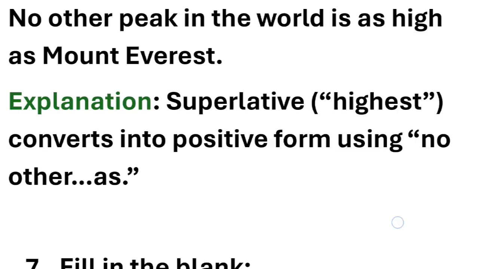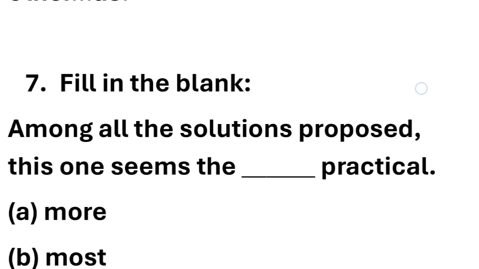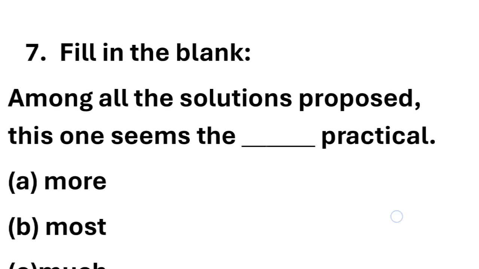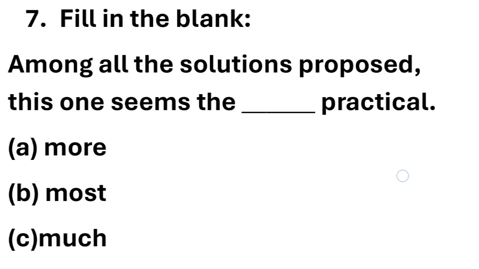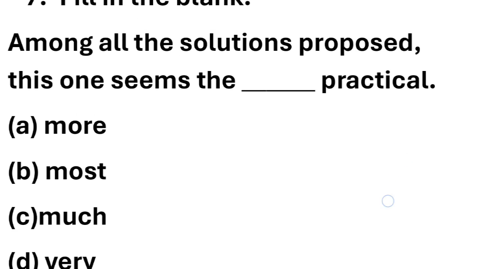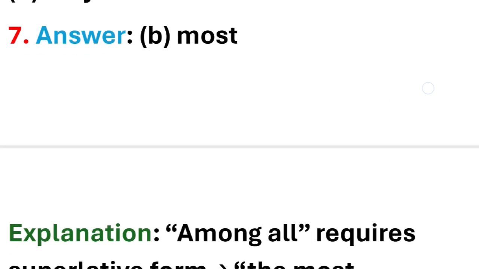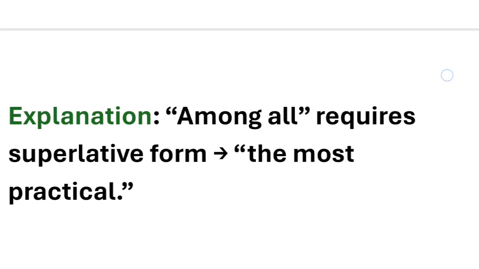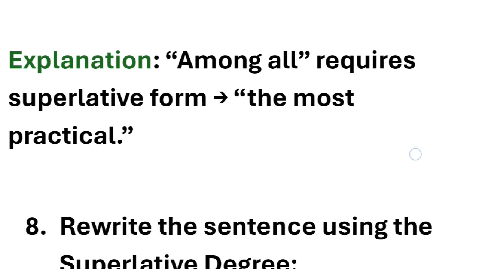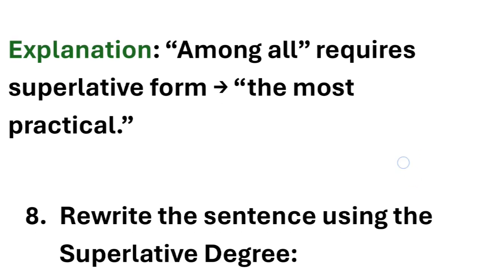And now we're going to talk about question 7, which says fill in the blank. Among all the solutions proposed, this one seems the dash practical. So among all means this one seems to be the most practical, should be the answer. Why are we using "most" here? Because when a sentence starts with "among all," it requires superlative form. The superlative form will be the most practical and hence the answer.